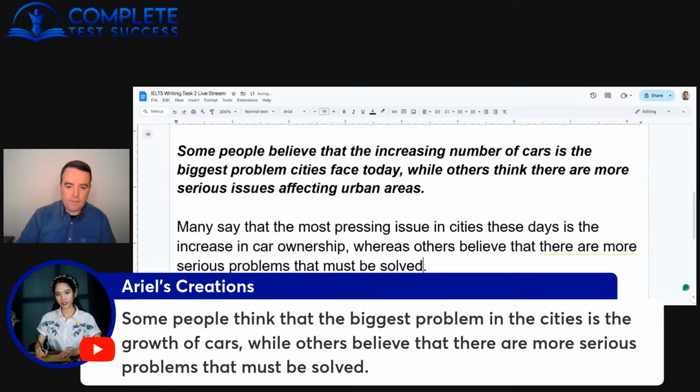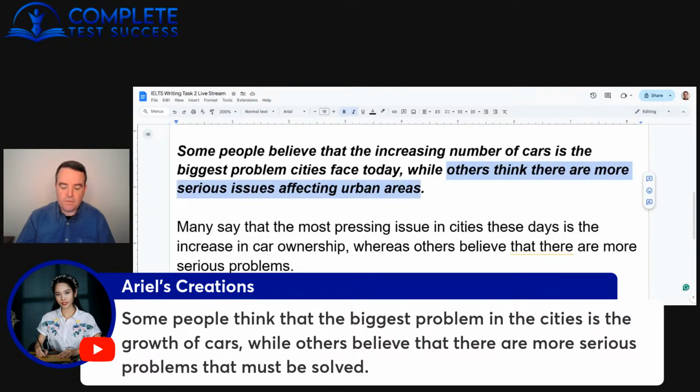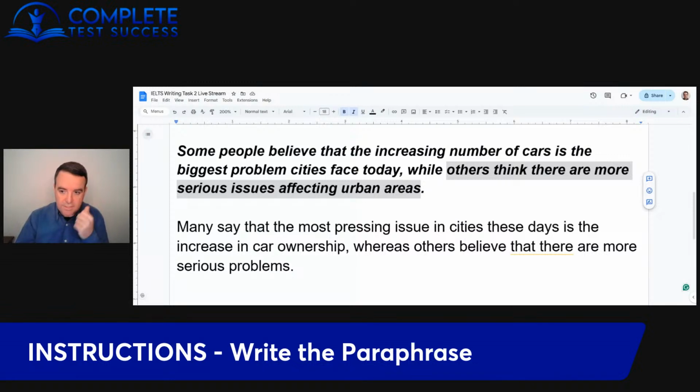Do you know what? I'm going to take out that "must be solved" part, because it's not that you're wrong, but the question didn't say it. Obviously, if there's an issue, they must feel that it needs to be solved. But I just want to have the exact same meaning as the question. So you're not wrong, but I want to just keep it the same. Okay, now we have written the paraphrase.